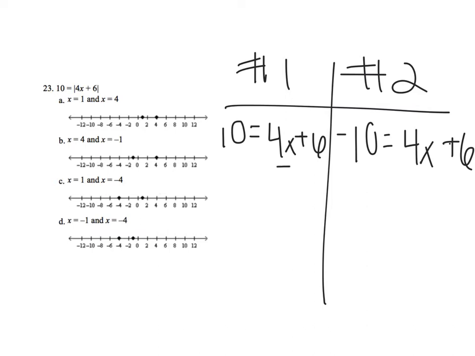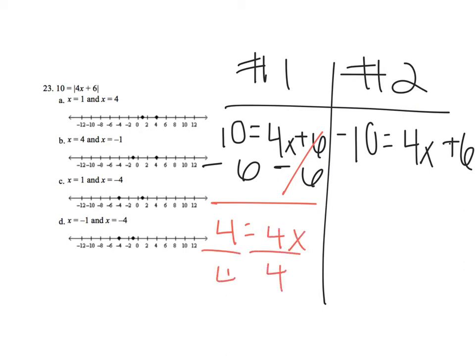We are going to minus 6 from both sides. These will cancel. We will get 4 equals 4x. Then we divide both by 4, divide by 4. That cancels. We get a total of x equals 1.